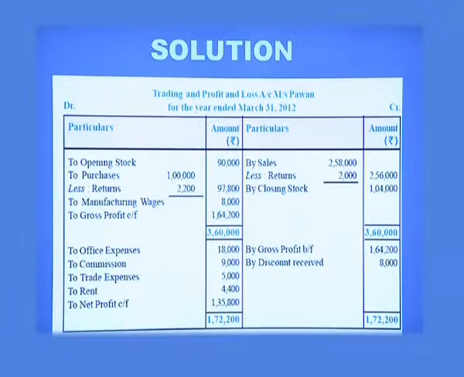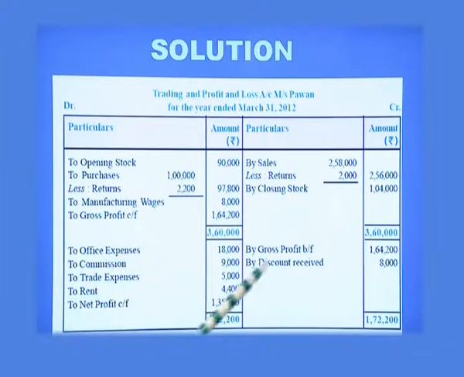You have to find out the total of both sides and then find out the difference. Here in this question there is a shortage of 1,64,200. That is the gross profit. Our biggest total is written on both sides, that is 3,60,000.